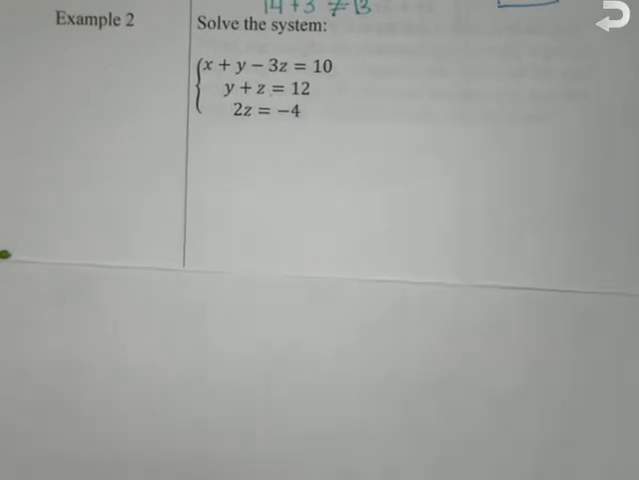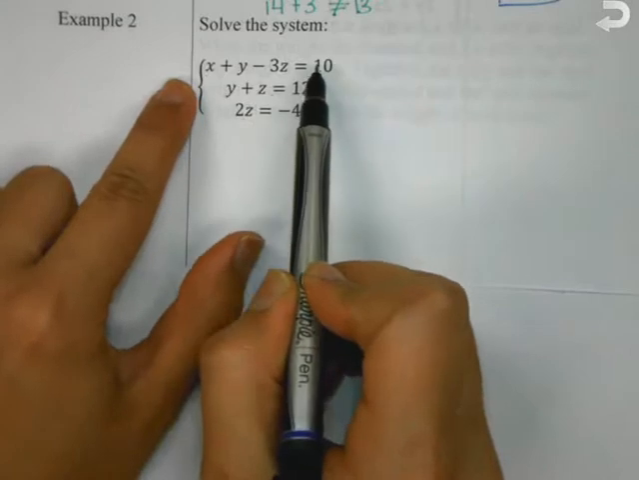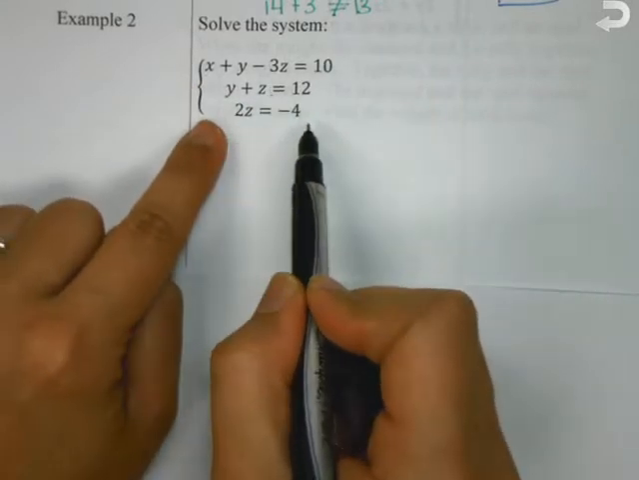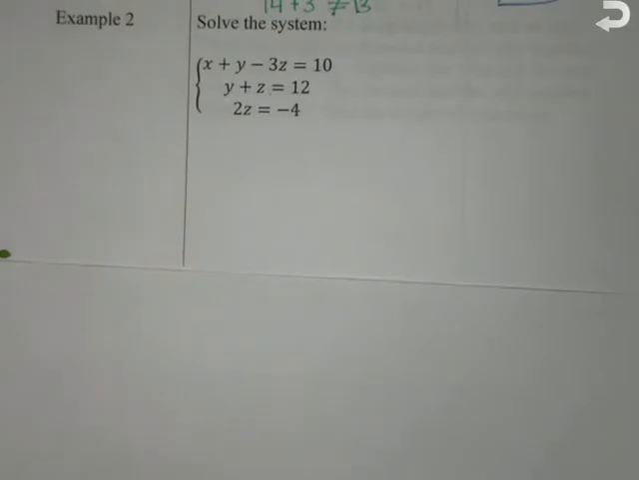Okay, let's look at this. I have all three variables in the first equation. I only have 2 of them in the second, and I only have 1 in the third. So do you guys think I can do this without knowing the steps yet? Okay, can I solve for any of the variables right off the bat?